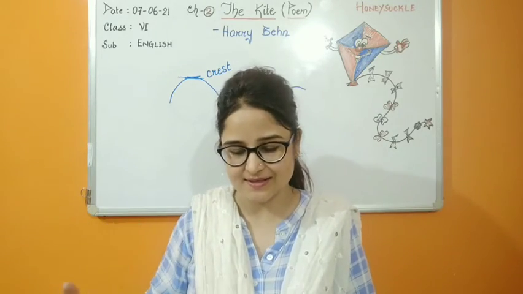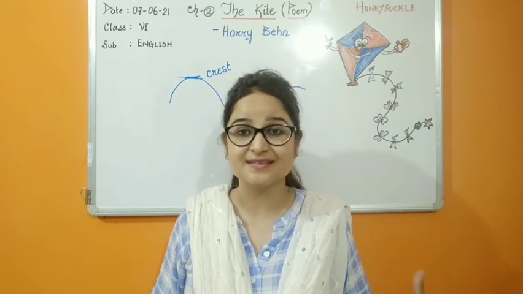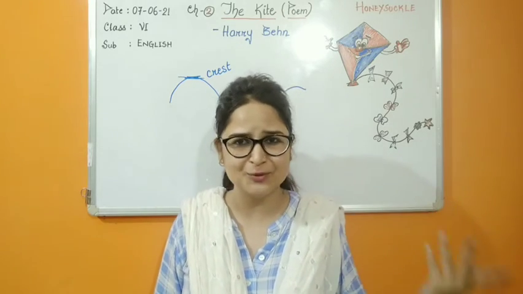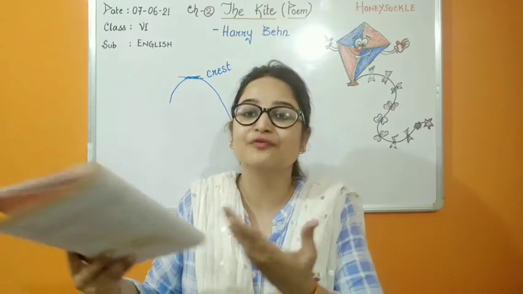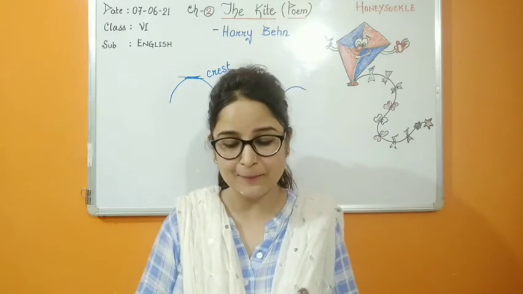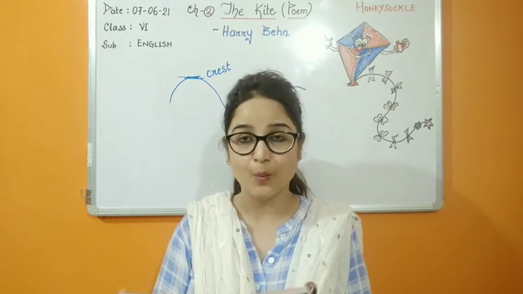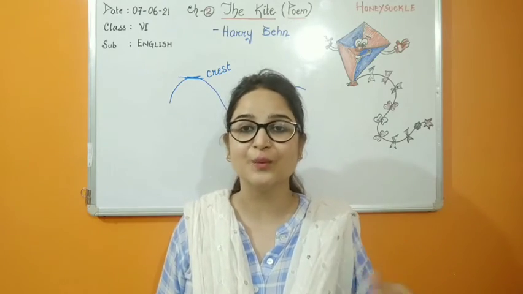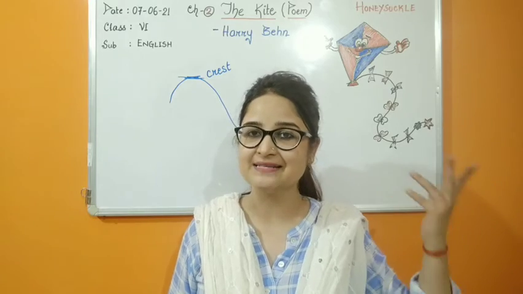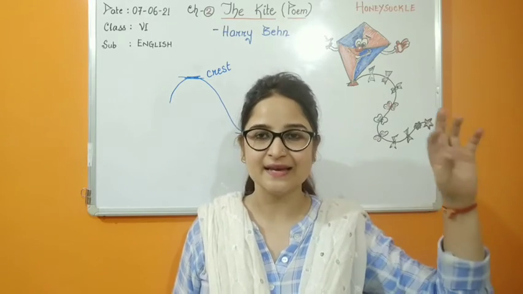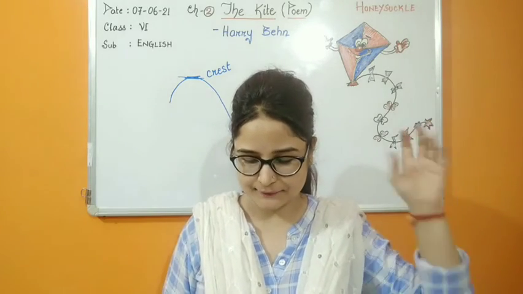So when he does this, the wings here, we know birds have wings, kites don't have wings, right? But wings means what? That which enables you to fly. So here also the poet has used the word wings. Wings are filled with air and then it again goes up. The kite again starts rising into the air.